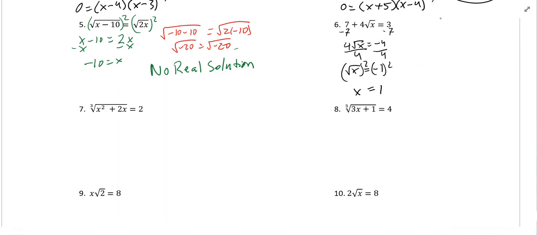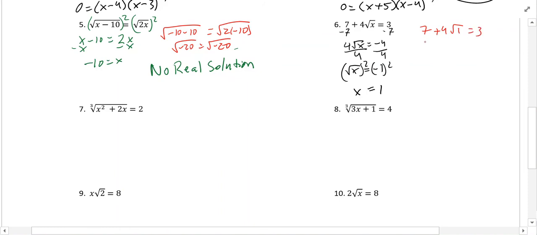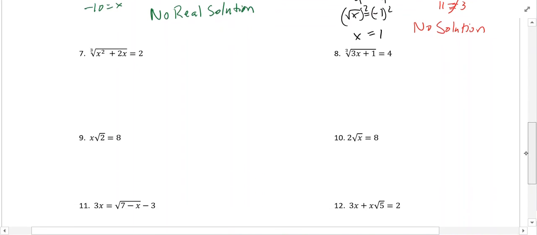But when I plug it in to check, I'm going to get 7 plus 4 rad 1 equals 3, which is going to give me 7 plus, the square root of 1 is 1 times 4 is just 4, equals 3. So I get 11 equals 3, which is not a true statement. So since this doesn't work, we say no solution. You could have also noticed at this point that the square root of x equaled negative 1, and I knew that nothing I could take out would give me a negative 1, so you also could have stopped at that point.